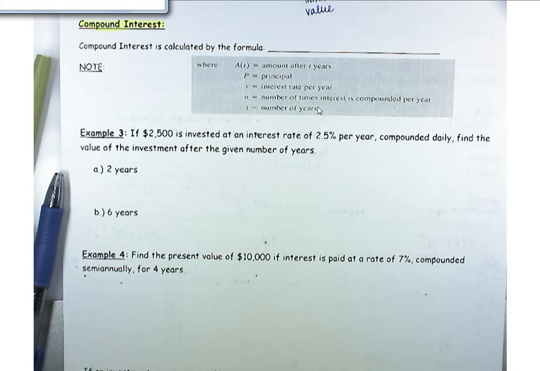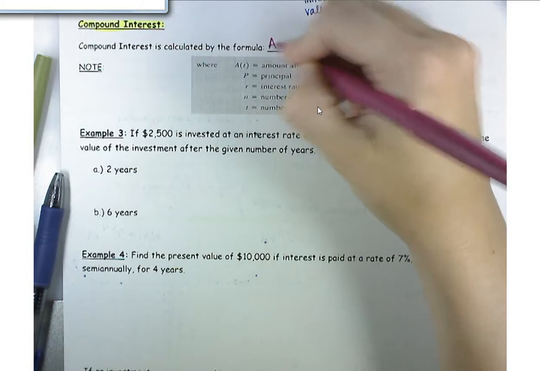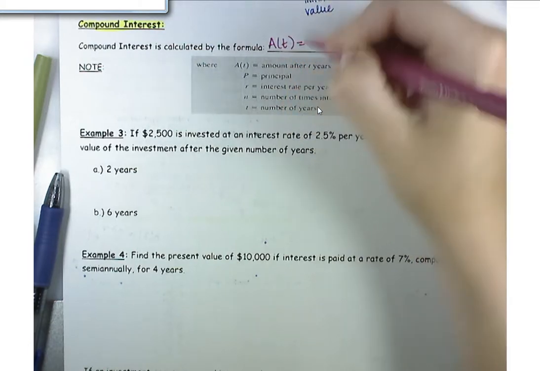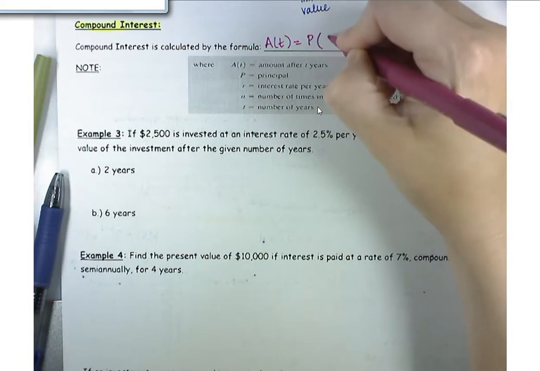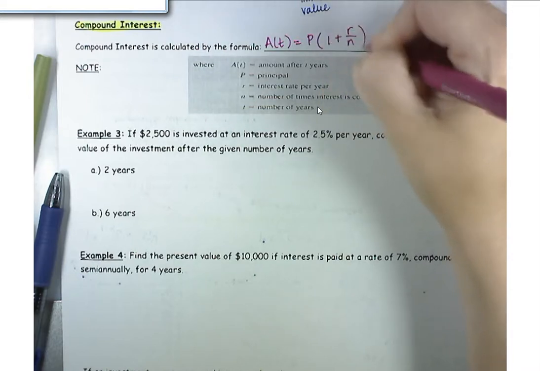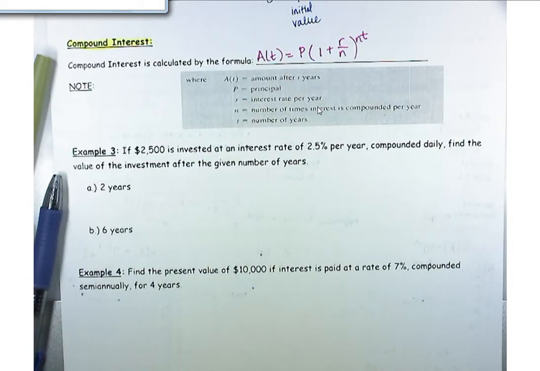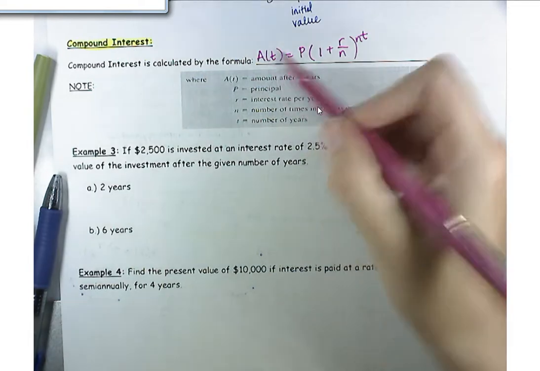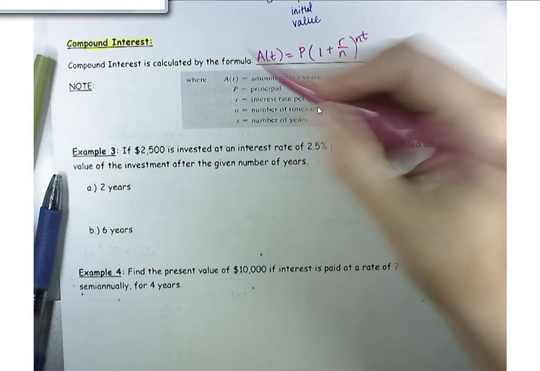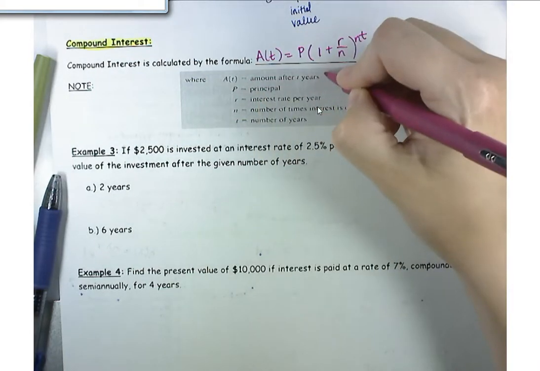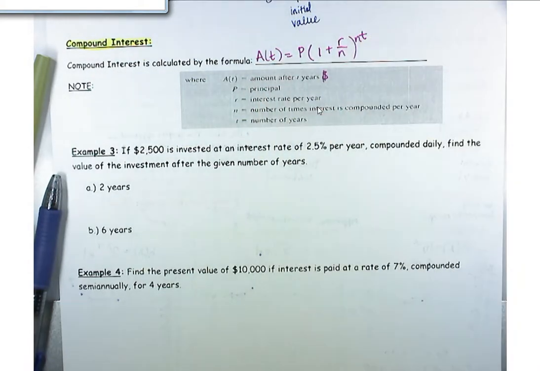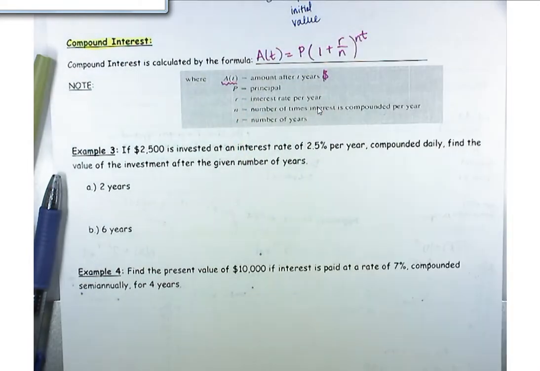All right, so compound interest. This is also something that you have done before. So the formula is A of t equals P times 1 plus r over n, to the nt. Okay, great. We have a bunch of letters, right? So we're going to go over what each one of those means. So the first part, the A of t, that's going to be the amount in the account after t years.